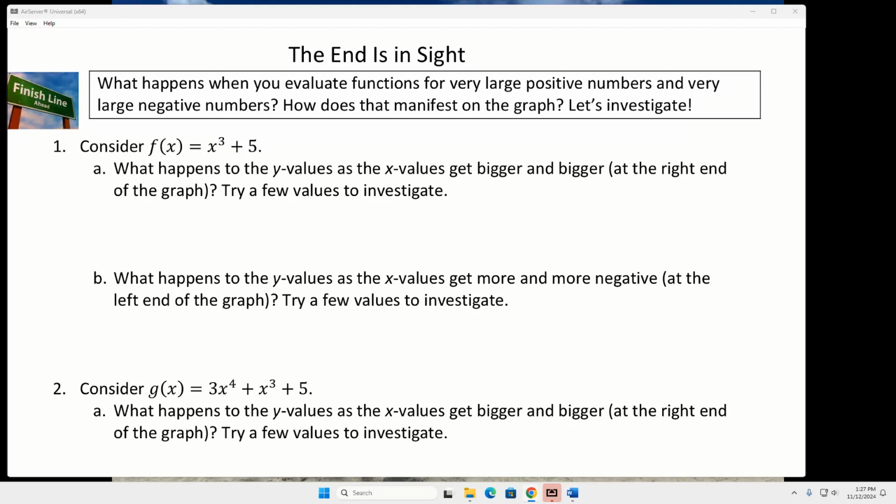Okay, so they wanted you to figure out what happens to the y's when the x values get bigger and bigger, or at the right side of the graph. And so some of you might put in a value. Some of you may have looked at the graph, but I put in like 100,000. And when I put in 100,000, I got 1 and then 15 zeros. So that's definitely getting bigger and bigger, right?